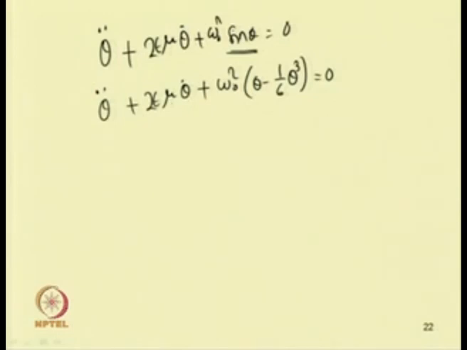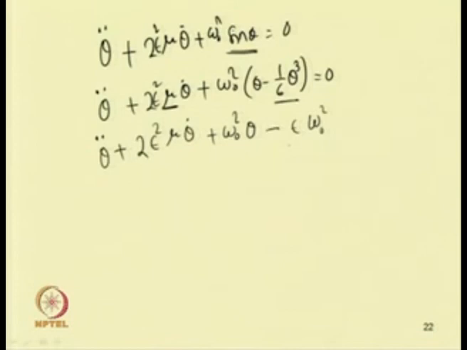Now, let us take this further small. We can write theta double dot plus 2 epsilon square mu theta dot, to take care of both nonlinearities. Here we have a nonlinear term, and the damping is another term. So, let us take the damping to be of order epsilon square. Then the equation becomes theta double dot plus 2 epsilon square mu theta dot plus omega 0 square theta minus epsilon omega 0 square theta cube equal to 0.